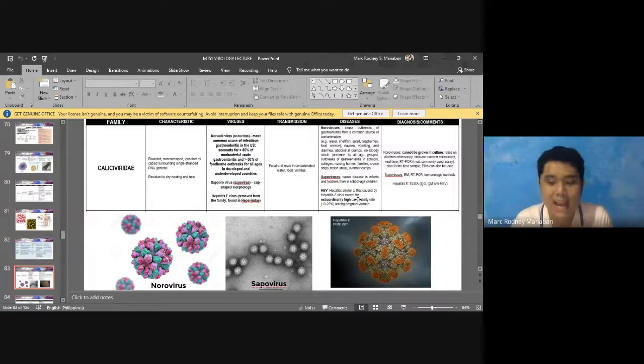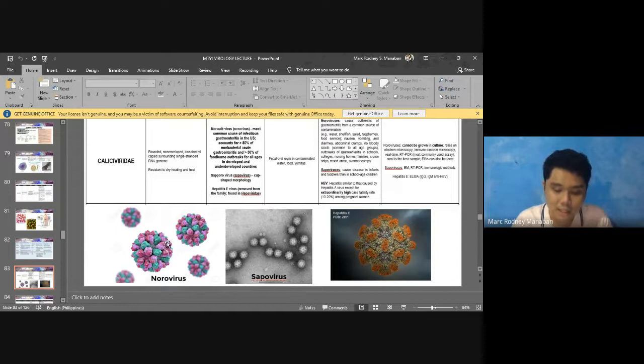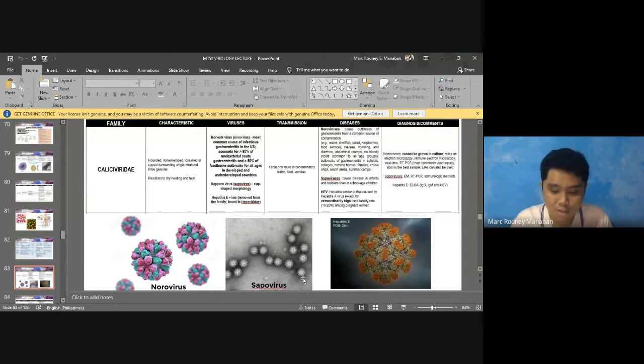So here's the picture. Your norovirus, again, non-enveloped, sapovirus and your hepatitis E virus. Take note of that. That's for the Caliciviridae.